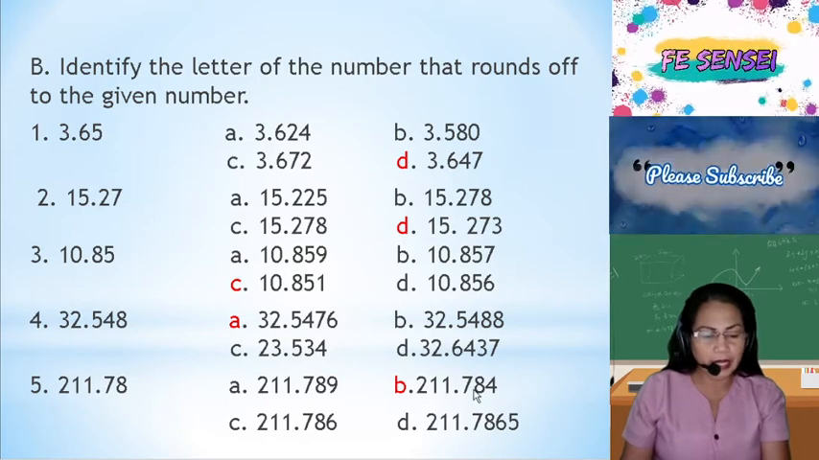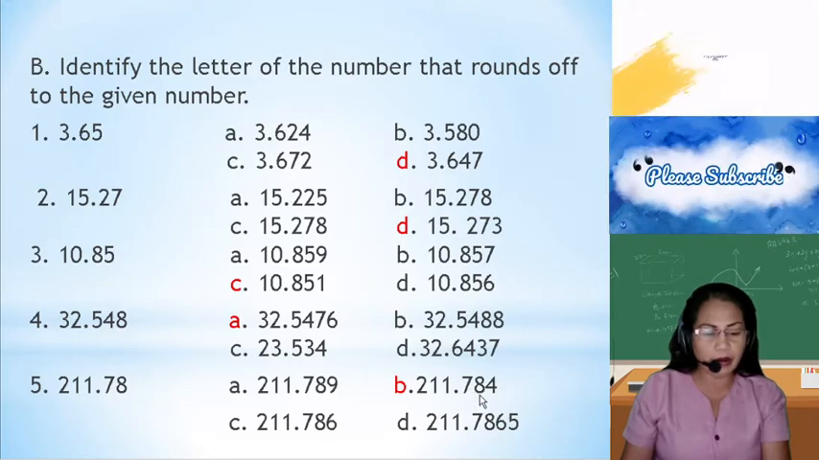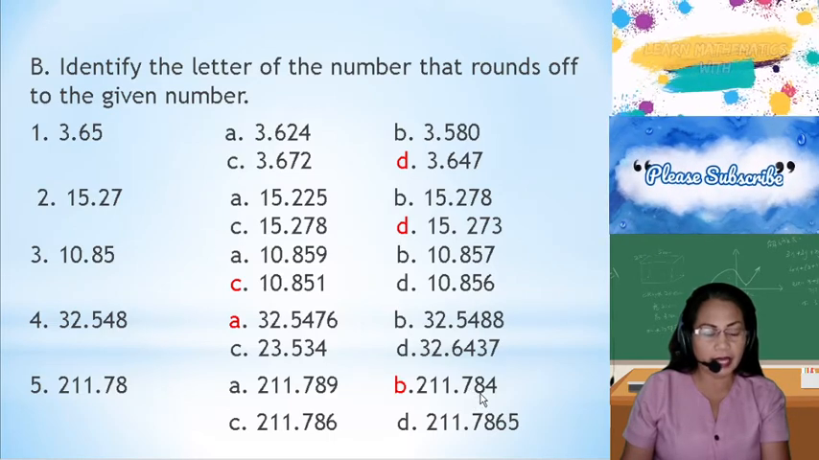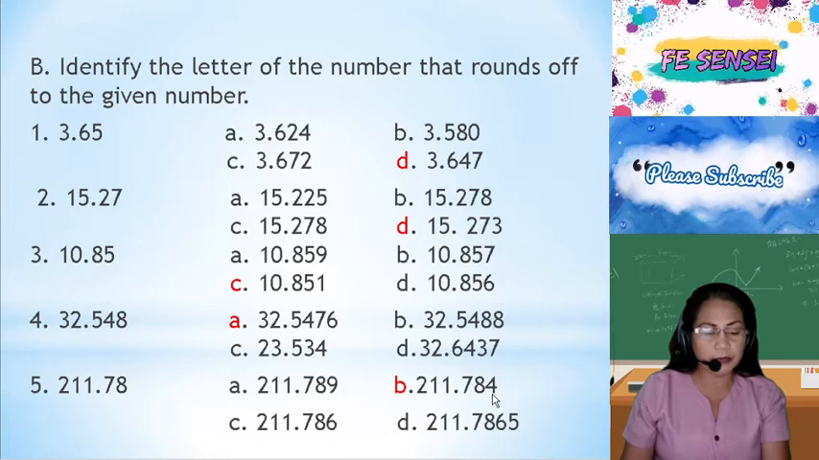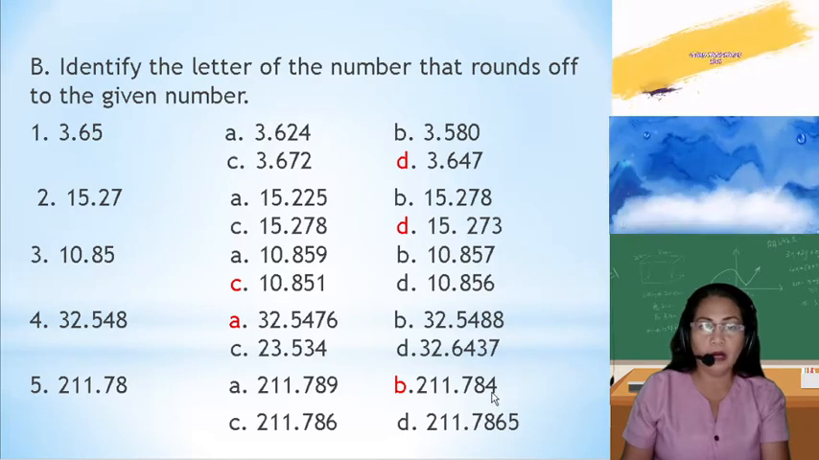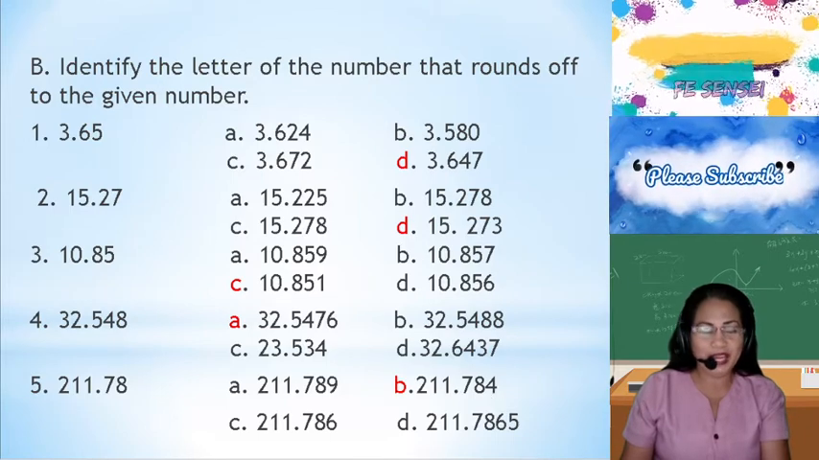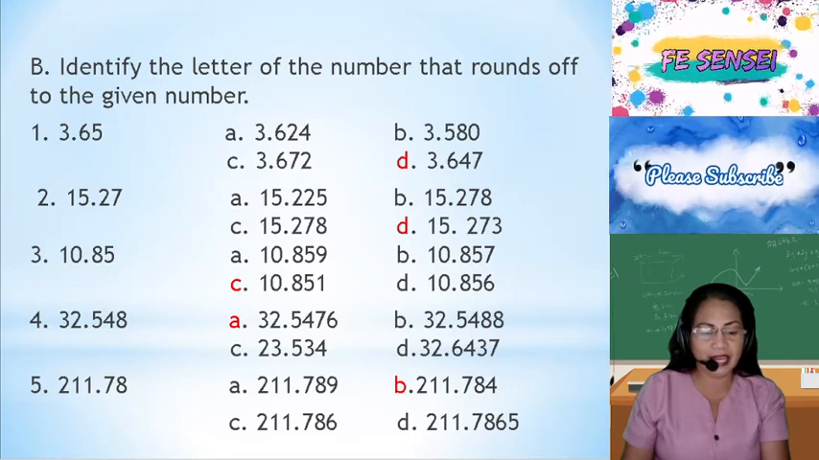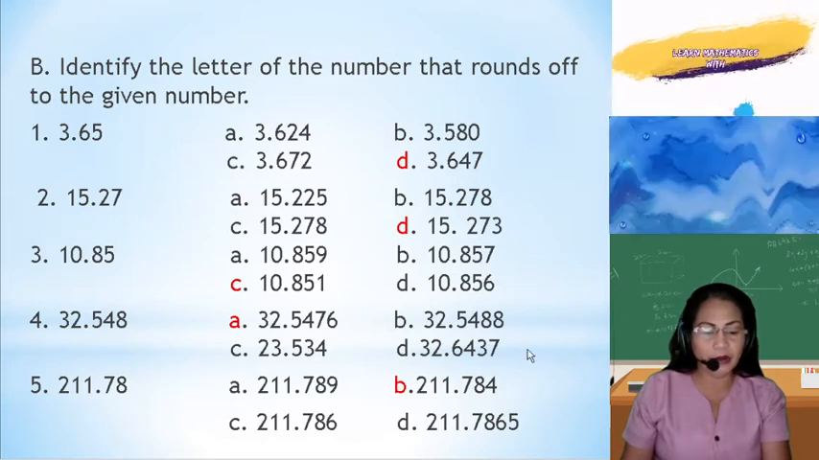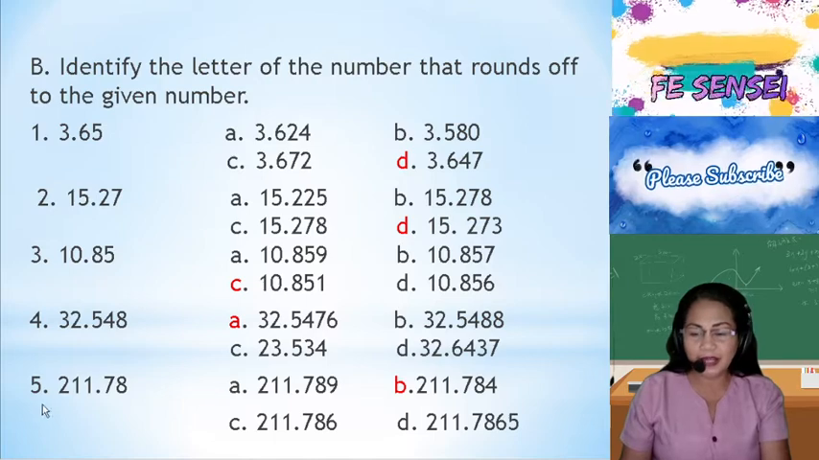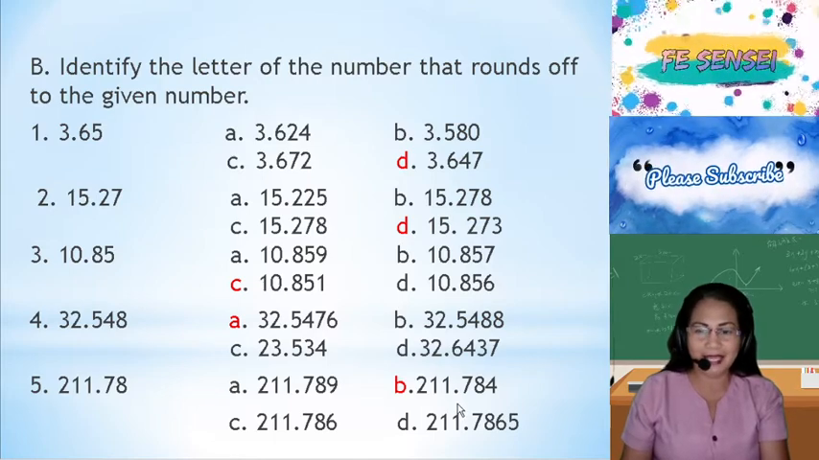For letter B, the number to be rounded is in the hundredths place. This is 8. And the number to the right is 4. Therefore, less than 5, therefore we have to drop the number and retain the number to be rounded, which is 8. So the answer for number 5 is letter B.